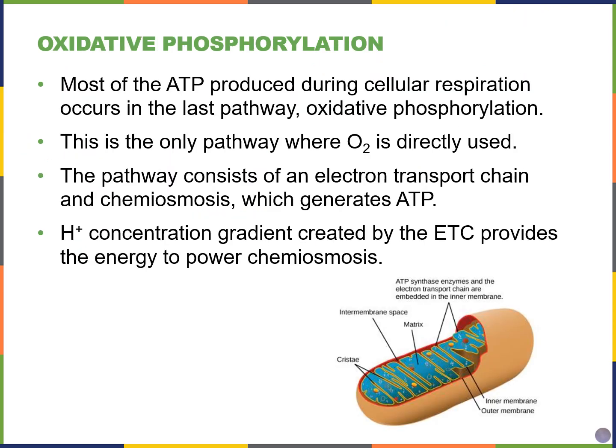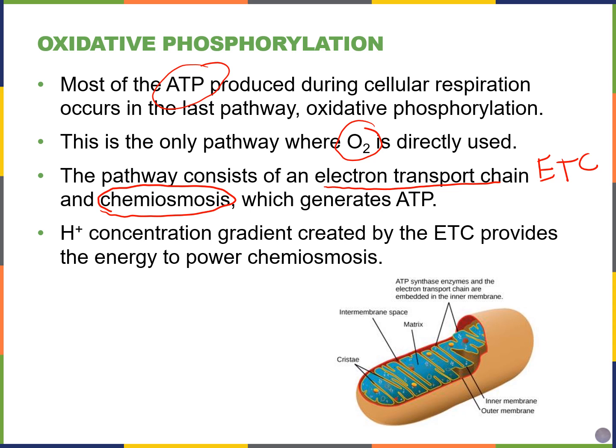Our final pathway when we have oxygen available after the citric acid cycle is oxidative phosphorylation. And this is exciting. This is where we get to trade in our high energy electron carriers, our tickets, for our energy currency, ATP. So most of the ATP produced during cellular respiration occurs here. This is the only pathway where we use oxygen directly. And we're going to see that in this pathway, we have something called the electron transport chain, which I often abbreviate ETC for short, and chemiosmosis, which I mentioned earlier is the most common method by which we produce ATP.